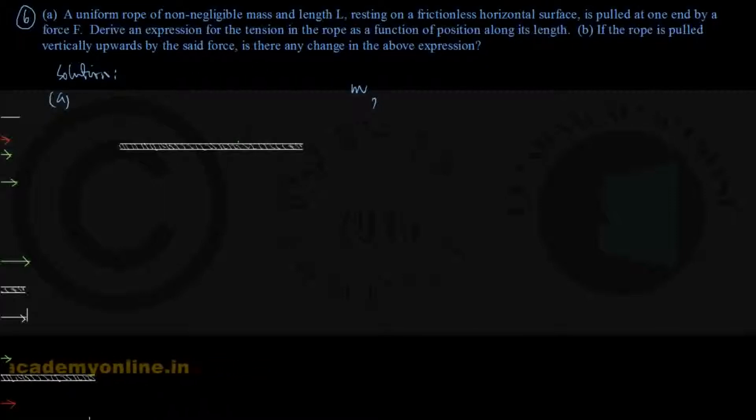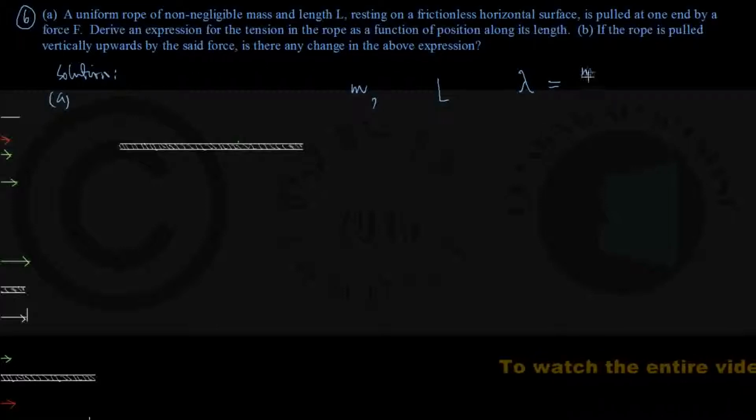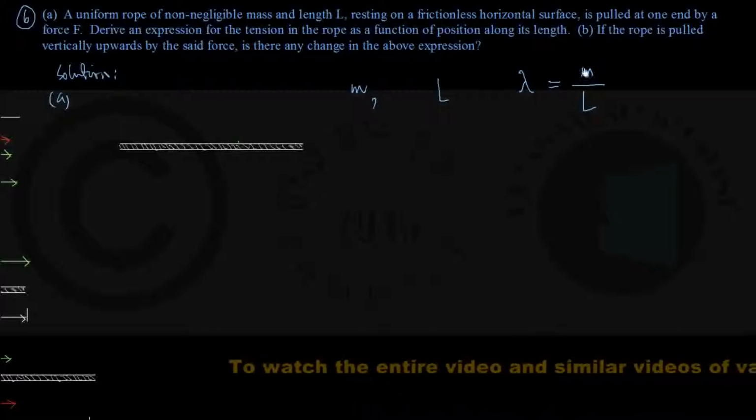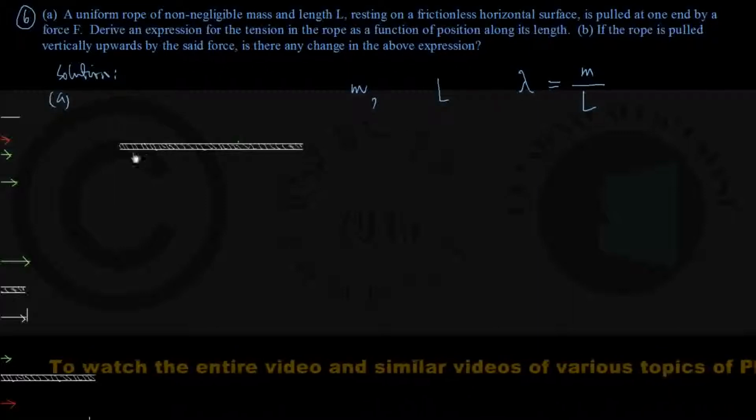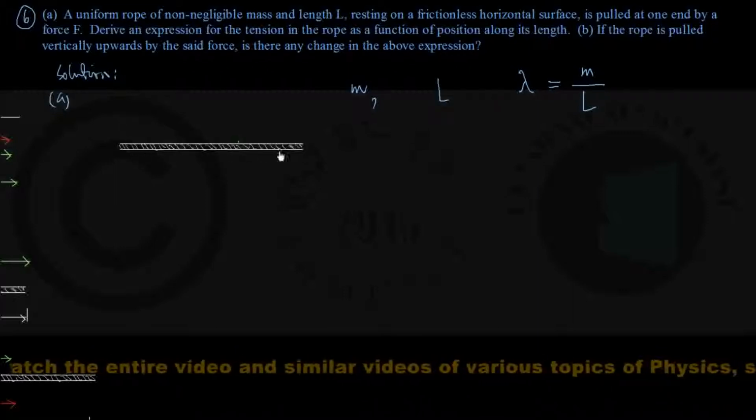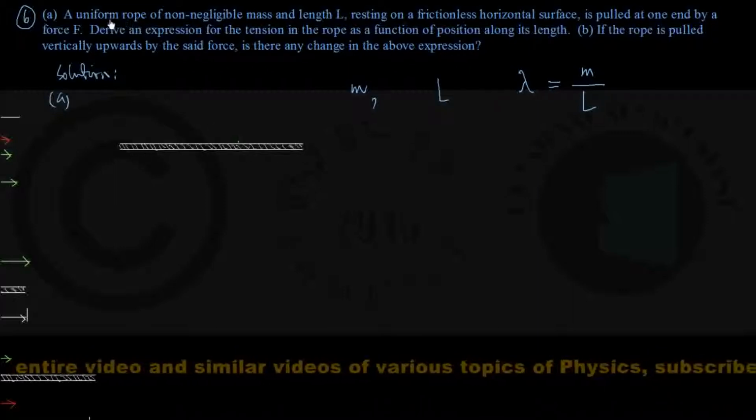We are not concerned about these forces because we are dealing with the horizontal motion of the rope. So let me assume that the mass of the rope is small m, and since they have given the length of the rope as capital L, we can define a term called linear mass density, lambda, given by mass per length. The unit of lambda is kg per meter, and the value of m by L, that is lambda, remains constant throughout the length of the rope because the rope has been said to be uniform.